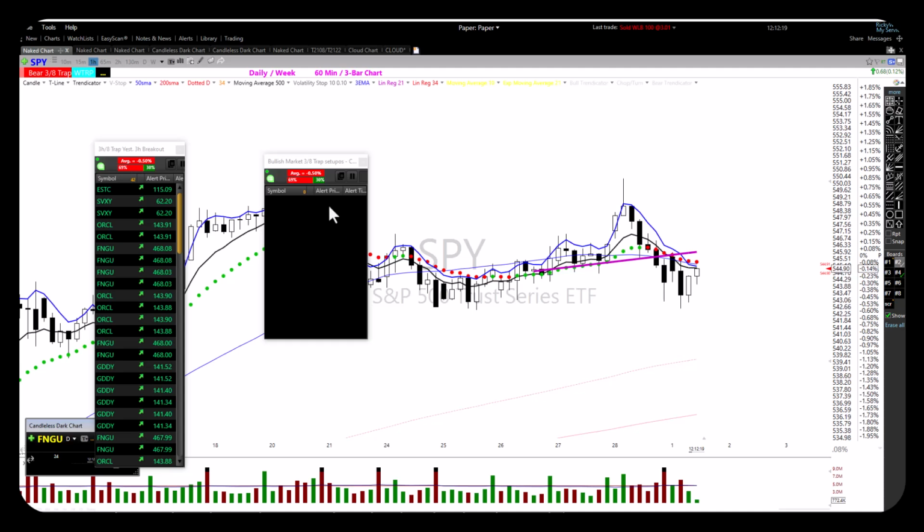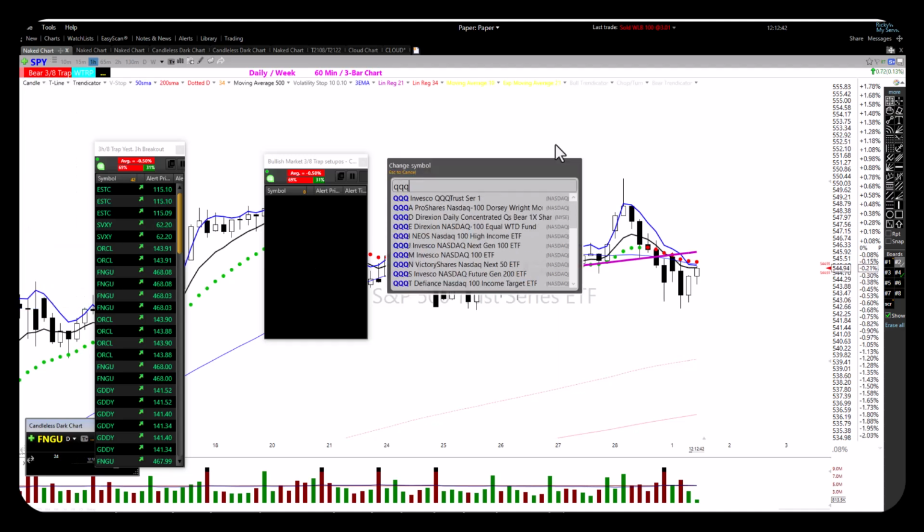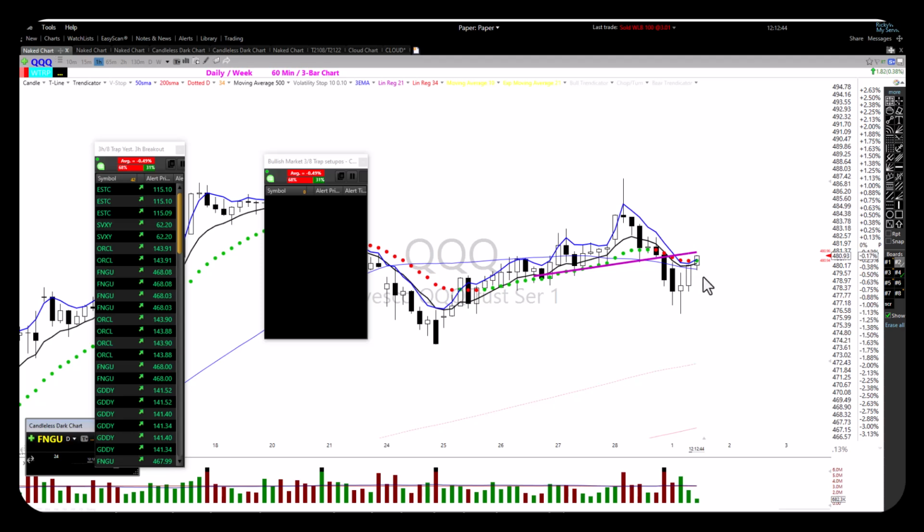So what the scanner did, it's just what Malcolm asked. Do you have a scan that shows when not to trade? Right now, that is telling us do not trade, because one of the things you want in your favor is the market. Okay? Now, let's look at the Qs. Qs still aren't there.